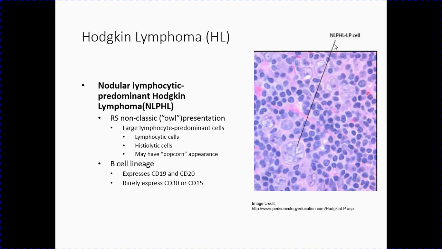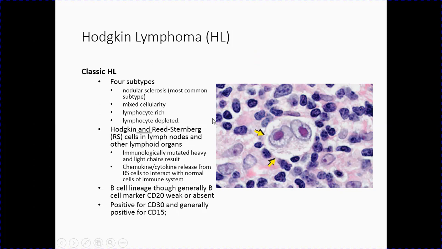This also is a B cell lineage and expresses both CD19 and CD20. If you remember, the classic had a weak expression of CD20, so this has a stronger expression of CD20. And unlike the classic, the nodular lymphocytic predominant Hodgkin's lymphoma rarely expresses CD15 or CD30. And if you look back here, Hodgkin's classic is positive. Remember, we said universally positive for CD30.